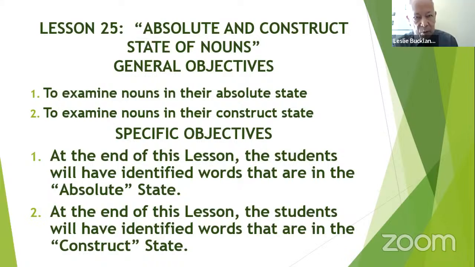Okay, lesson number 25 is dealing with the absolute and construct state of nouns. And these are the general objectives for this lesson. Number one, to examine nouns in their absolute state. Number two, to examine nouns in their construct state. These are the specific objectives of lesson 25.